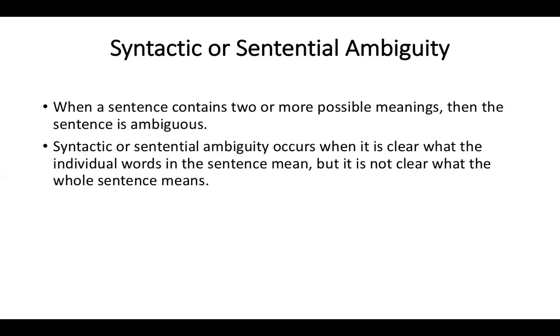Syntactic or sentential ambiguity. When a sentence contains two or more possible meanings, the sentence is ambiguous. So this kind of ambiguity occurs from a whole sentence. Now, syntactic or sentential ambiguity occurs when it is clear what the individual words in the sentence mean, but it is not clear what the whole sentence means.